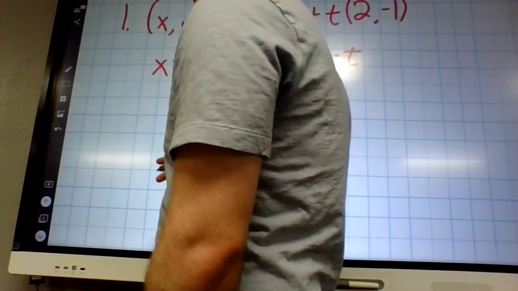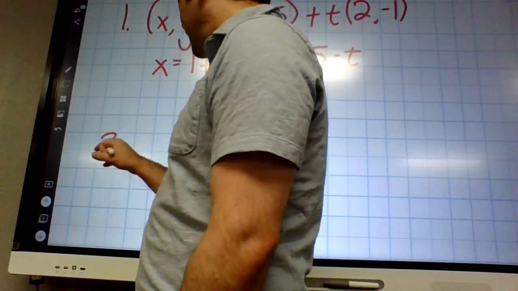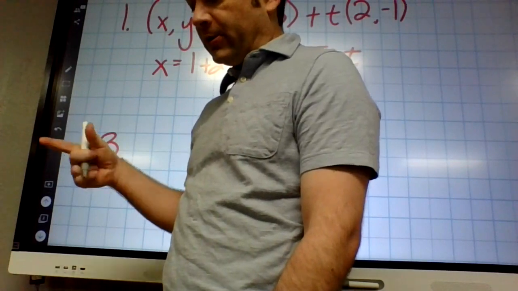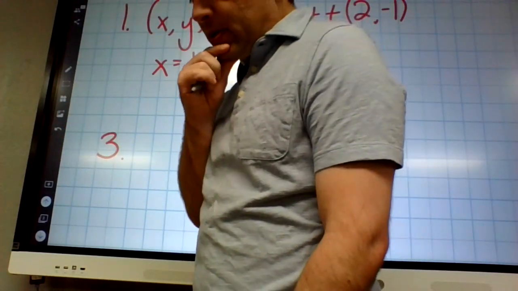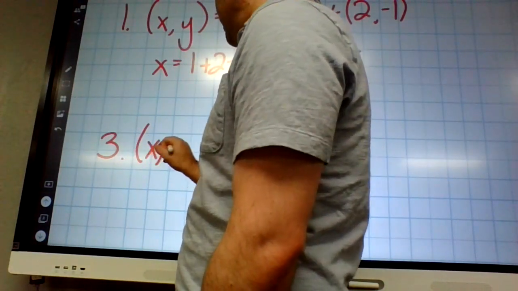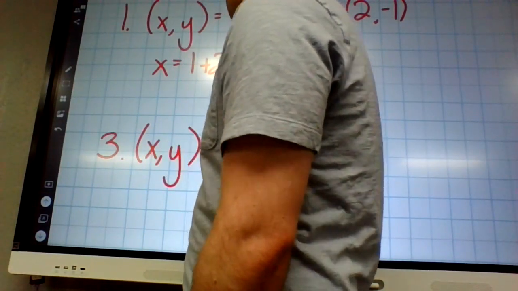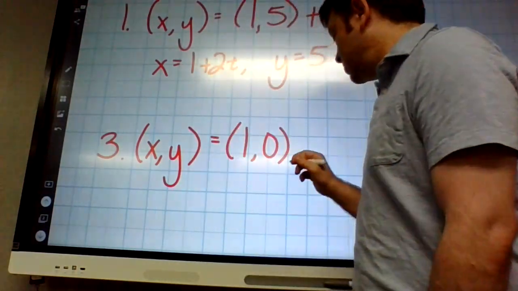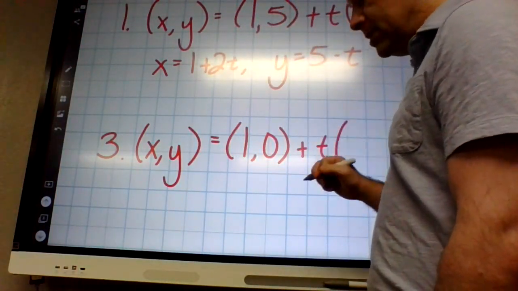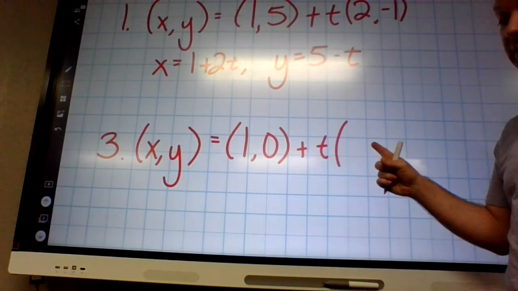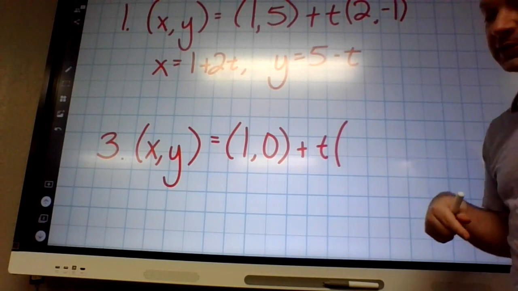Okay, so number 3 looks a little bit more like the example I put on the board. You're going from (1, 0) to (3, -4). That will be like our motion. So (1, 0), we can use that as our starting point. Actually, you could use either one as a starting point, but let's use the first one. <1, 0> plus t. Okay, now over here, we haven't really figured out yet how this vector is moving.